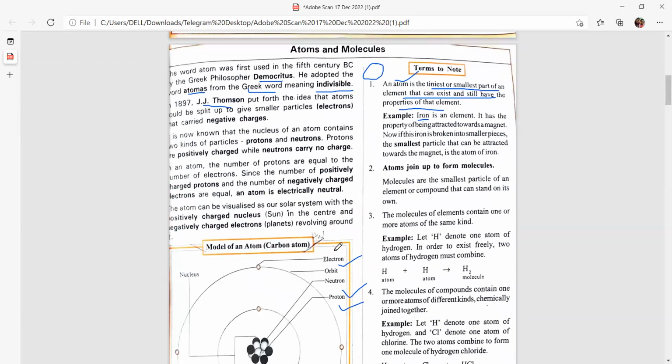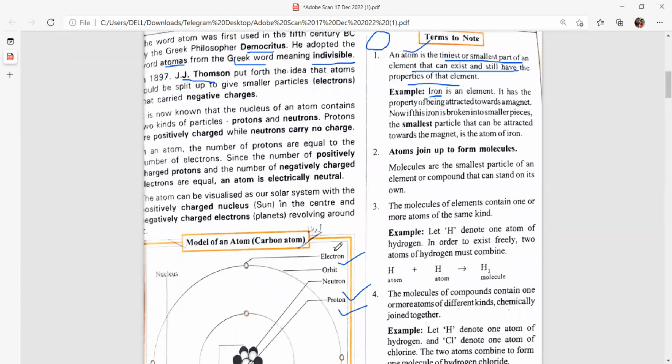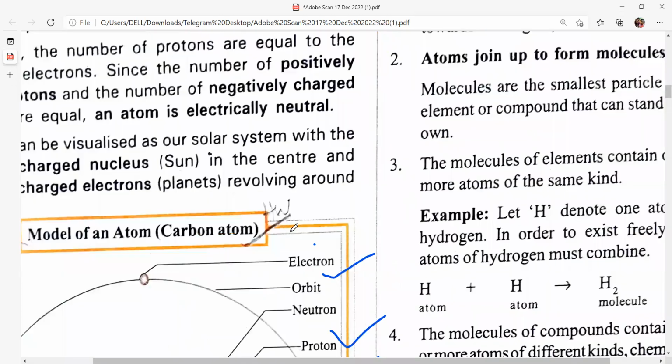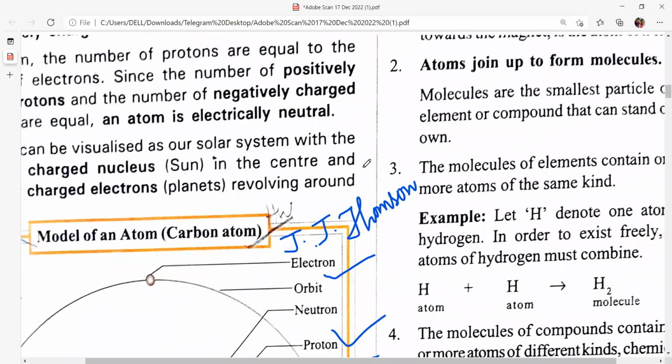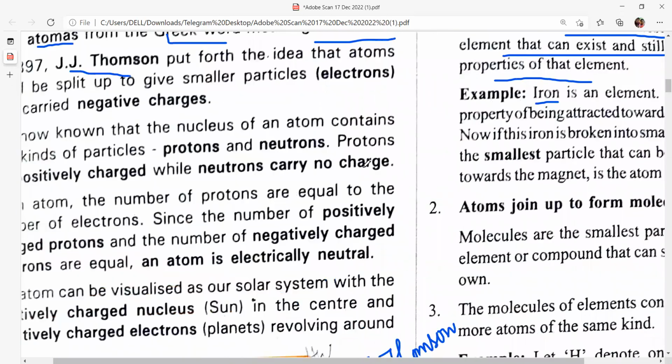J.J. Thomson, who named the electron? The electron was named by, or discovered by, J.J. Thomson. You have to remember this name, J.J. Thomson. And what is that electron?